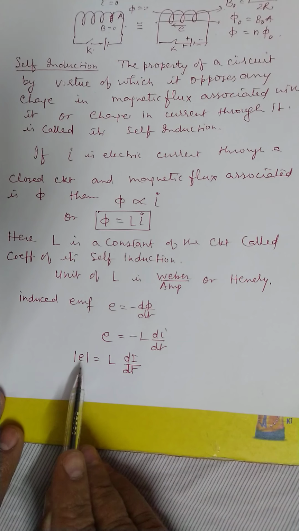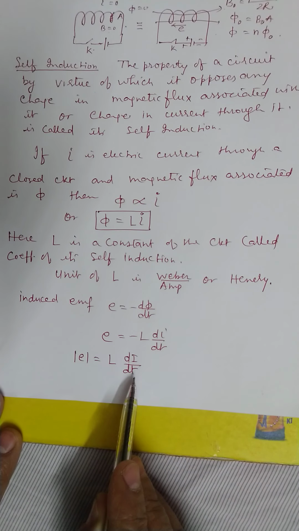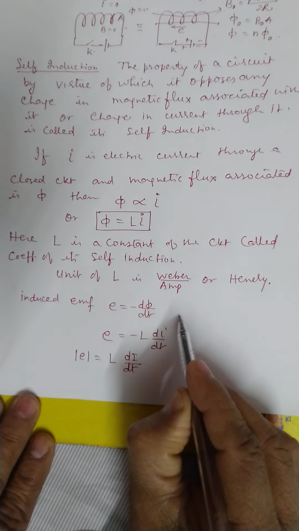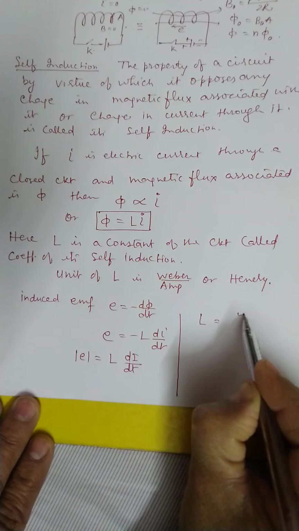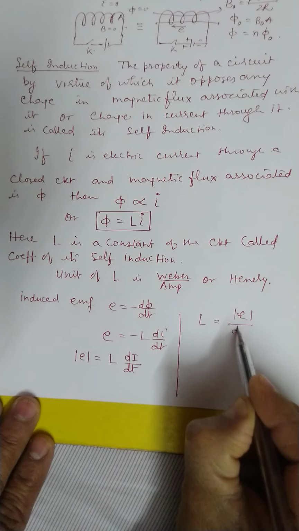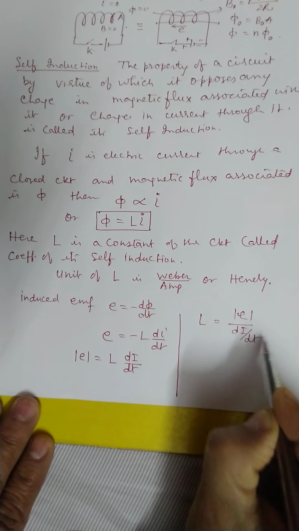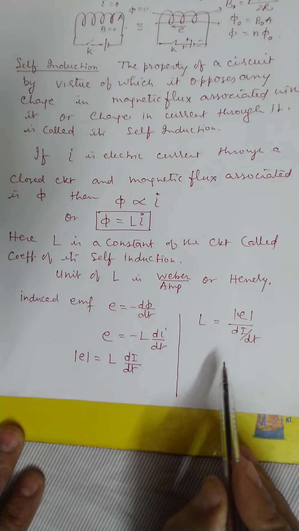So the induced EMF is E equals L di by dt, and from this equation I can write down L is E magnitude upon di by dt. Numericals are asked based on this formula, dear students, in examination.